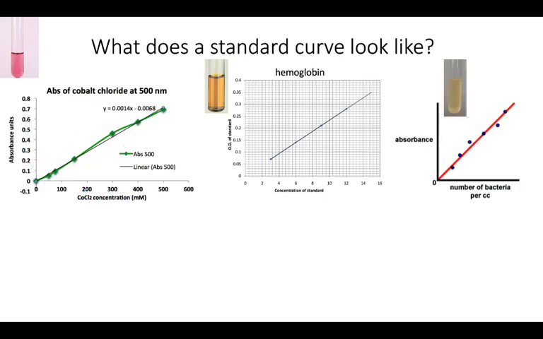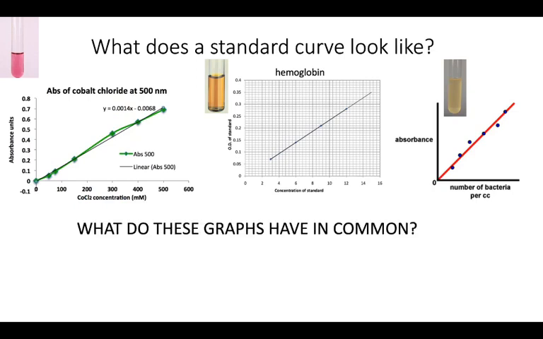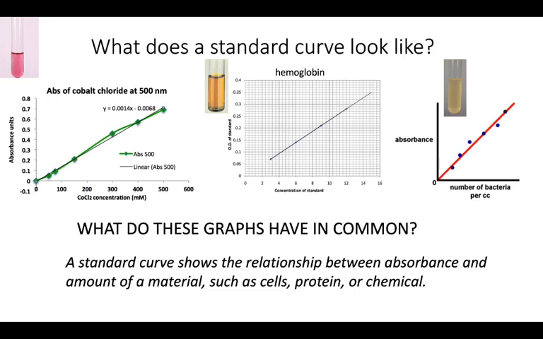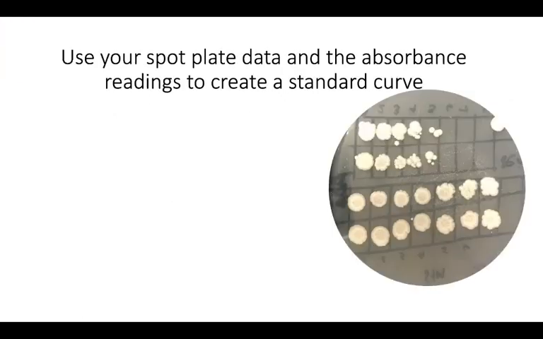And finally, looking at bacteria and how they absorb when we look at them in a spectrophotometer. So what do these graphs have in common? Well, most importantly, we're looking at the relationship between absorbance and the concentration. In other words, the amount of material, whether it be cells, protein, or a chemical. In class, you used your spot plate data and absorbance, and now we're going to create the standard curve using those two.